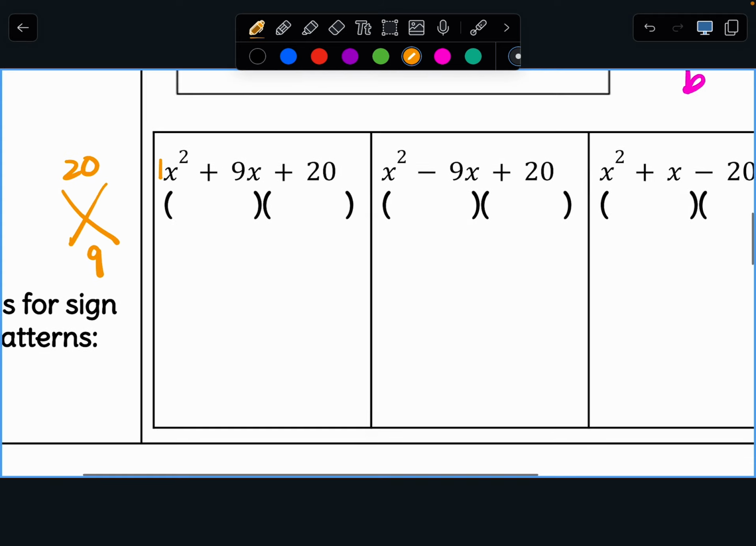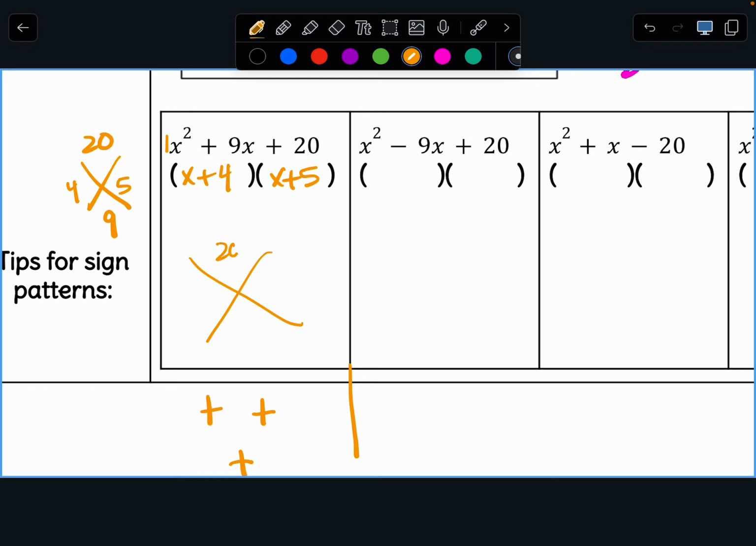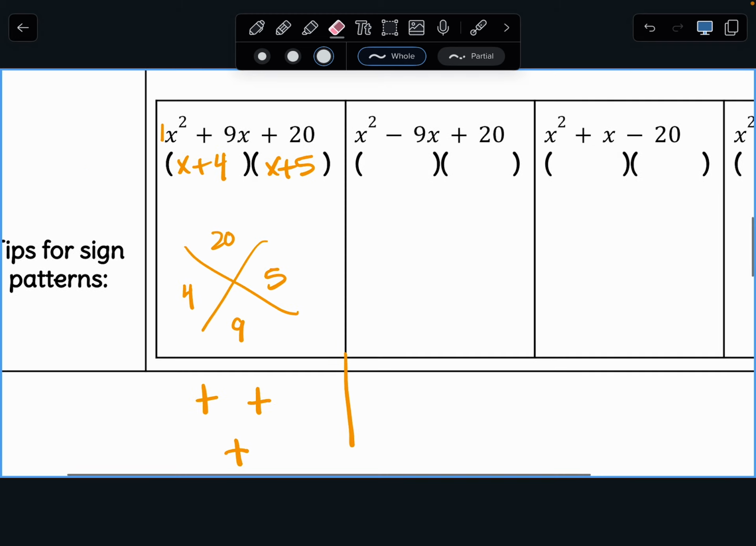These are both positives, and they add to be a positive. So this is x plus 4, x plus 5. Actually, I should have put my 20 thing down here. Good. I heard that. I'm supposed to remember this. All right.